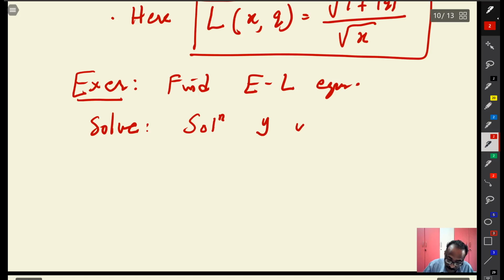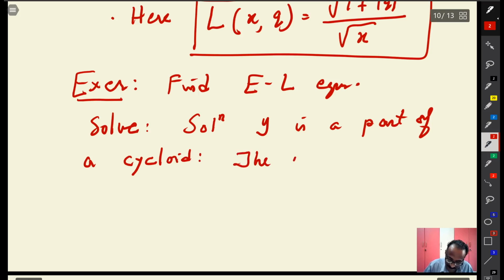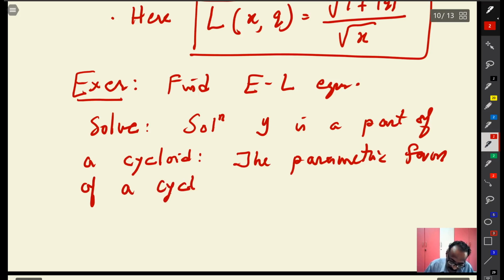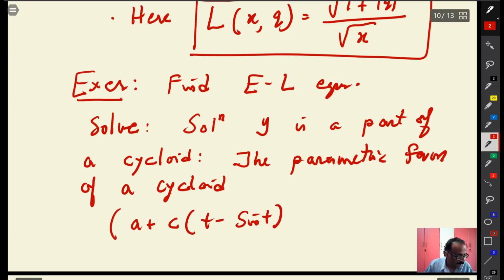y is a part of a cycloid. So you understand what a cycloid is and all that. The parametric form of a cycloid is, which I will write, the parametric form of a cycloid. So I am writing in a parametric form. Your x is some a plus c into t minus sine t, and y is c into 1 minus cos t.